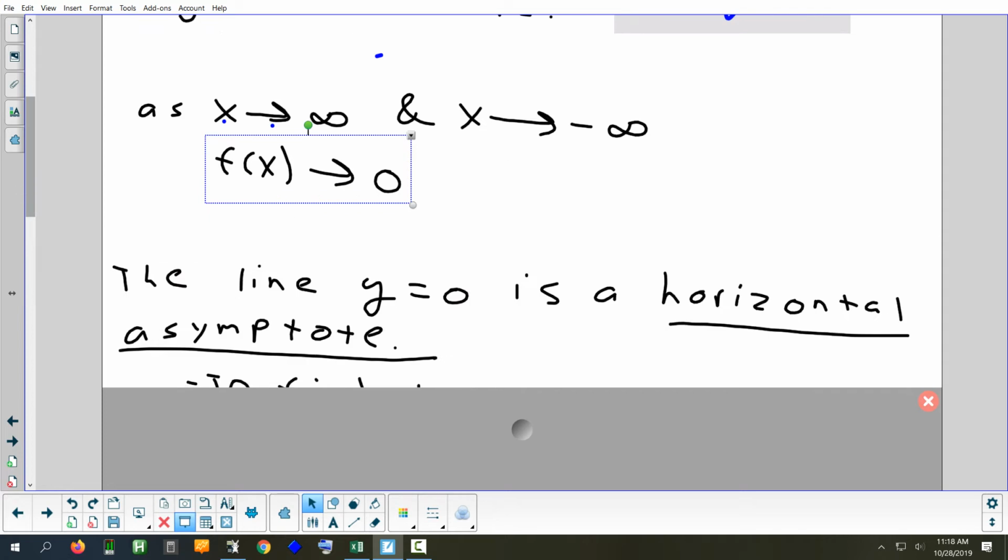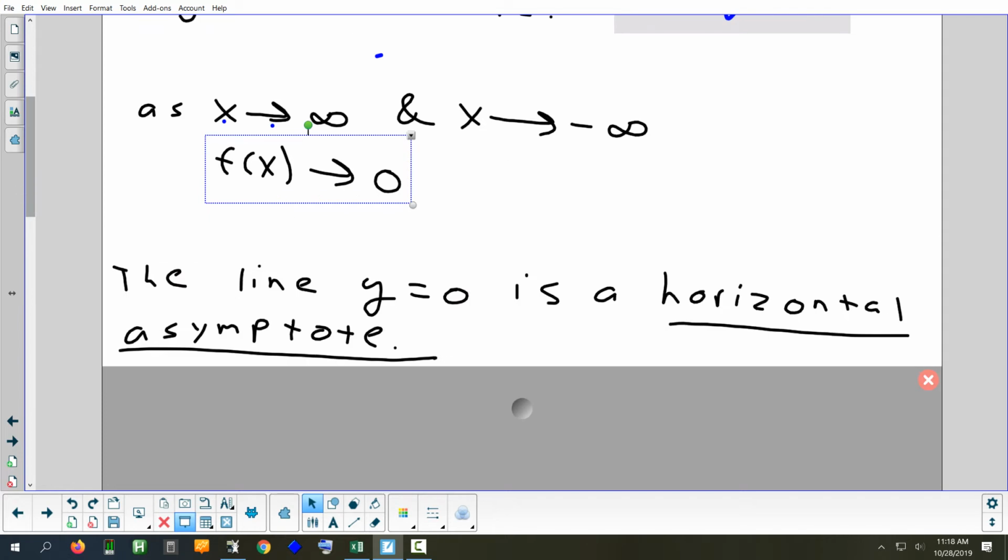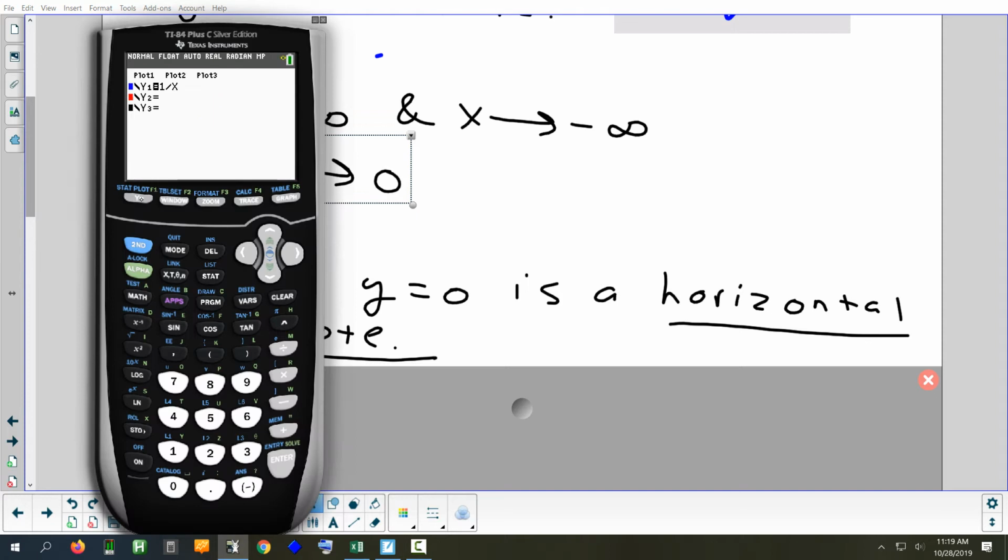All right. So the fact that as you approach infinity or negative infinity, you're getting closer and closer to something, that's called an asymptote. Specifically, this is called a horizontal asymptote. So basically, if I were to put in the line y equals 0, I'm going to draw it as a very, very thin line. If I can, I want to do it as a thin dotted line. Yep, I can. Okay, so I'm going to put a very, very thin dotted line at y equals 0. I'm going to hit graph.